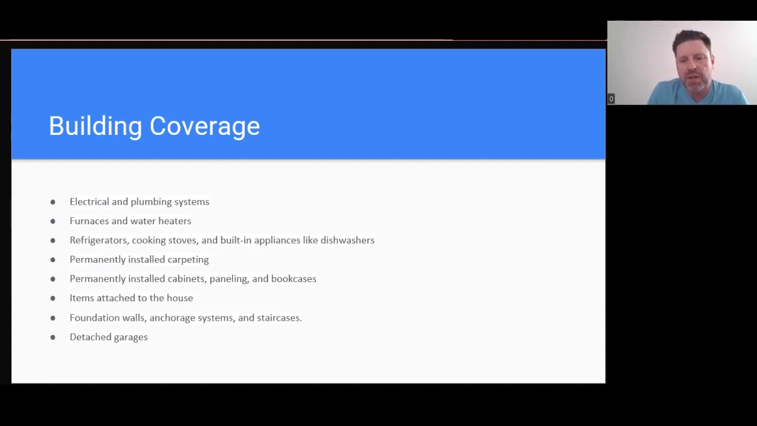Building coverage. What would be covered under buildings would be electrical, plumbing systems, furnace, water heaters, refrigerators, cooking stoves, building appliances like dishwashers, permanently installed carpeting, permanently installed cabinets, paneling, bookshelves and bookcases that are attached to the property, items attached to the house, foundation walls, as long as they're part of the property, and even a detached garage, as we said earlier. That's all part of the actual dwelling property that's covered.